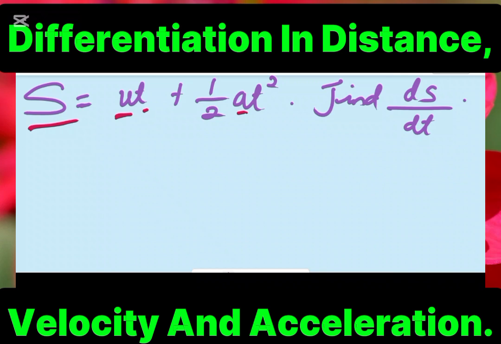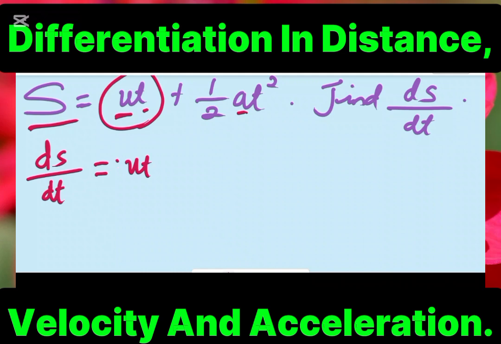Good. So from the sum and difference rule of differentiation, ds/dt here gives, we are differentiating with respect to t. Automatically u here is a coefficient. So I have ut: 1 times ut raised to power 1 minus 1, plus 2 times 1 over 2 at raised to power 2 minus 1.